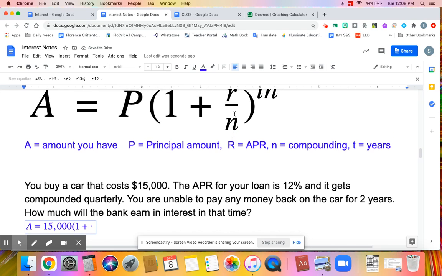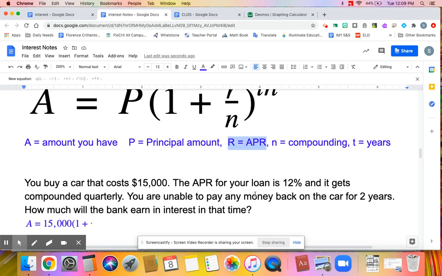And then on top, my R, remember, is my APR. And what's the APR here? It says 12%, but you need to write it as a decimal. And how do you write 12% as a decimal? It's 0.12. And then divided by N, according to the formula. And N is how many times we're compounding it. It says we're compounding quarterly, which means how many times? Remember, quarterly means 4 times a year.